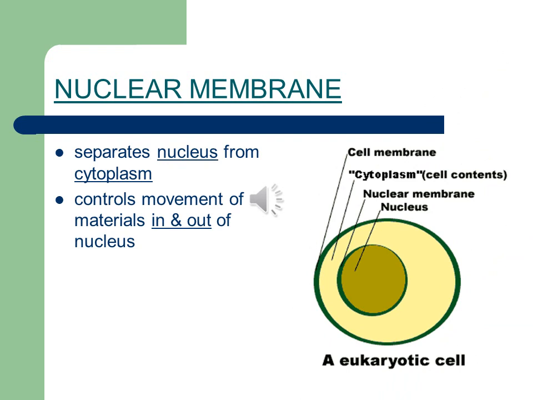The nuclear membrane separates the nucleus from the cytoplasm. The function of the nuclear membrane is to control the movement of materials in and out of the nucleus. What does the nucleus need? It will come in. What it doesn't need will go out of the nucleus.